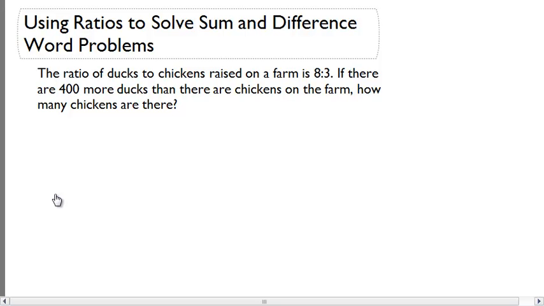Using ratios to solve sum and difference word problems. The ratio of ducks to chickens raised on a farm is 8 to 3. If there are 400 more ducks than there are chickens on the farm, how many chickens are there?